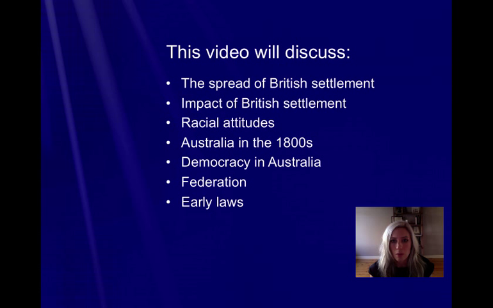So in this video we'll briefly introduce the topics that we might talk about in detail a bit later in other videos. So firstly we'll talk about the spread of British settlement and the impact of British settlement. We'll also talk about racial attitudes, so how European settlers treated other people from other areas that moved to Australia. We'll also talk about life in Australia in the 1800s. We'll also mention democracy in Australia, the process of federation, and some of the early laws that Australia first brought in when it initially federated.